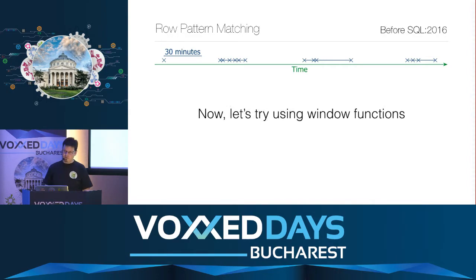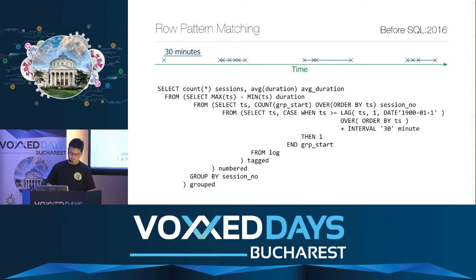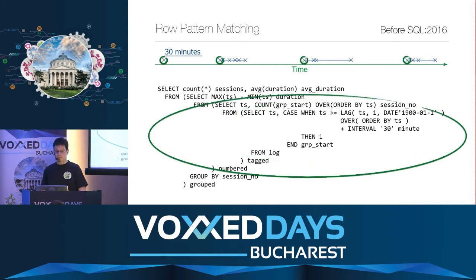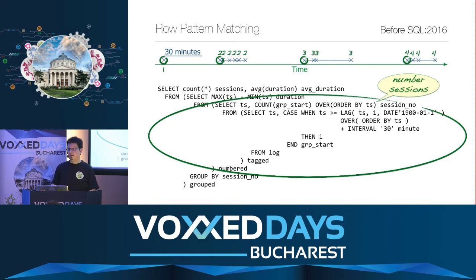So now let's try using window functions. So here we go. Just quickly skimming through it. First of all, it's doing the so-called start of group tagging. So it's identifying the first hit for each session. So that's basically highlighting the first ones there. After that, I'm numbering the sessions by counting just how many of these markers I have there. And now it's easy because now I have something I can group by on, the session number. So I'm basically just doing the group by session number.